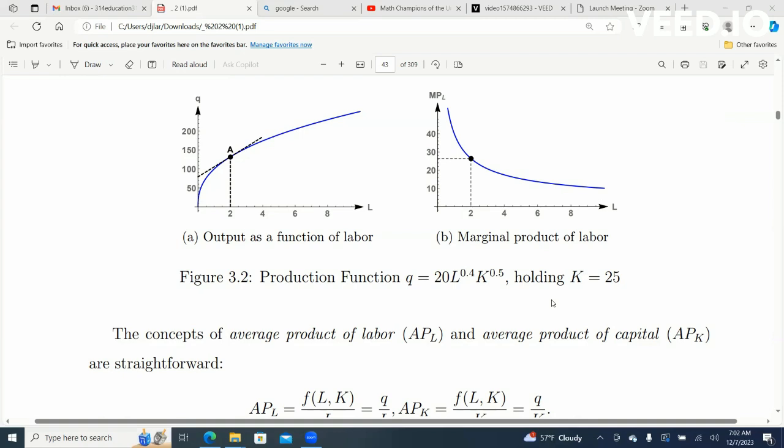It's not like Q increases 1 unit. It's technically the amount of increase or decrease in Q when L increases by 1. So this doesn't show the amount of Q. It shows the rate of change. So the rate of change with respect to L is decreasing as L increases.